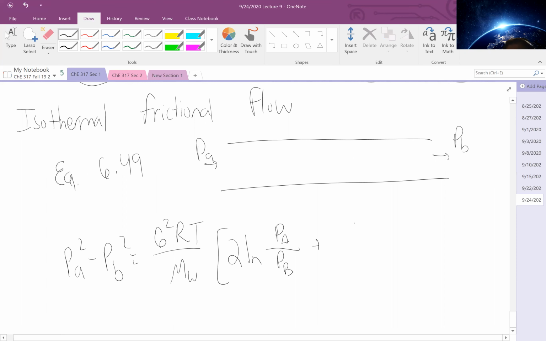Dr. Lopez, is it a G squared RT over molecular weight? It is. I promise it's hard to write on this tablet.